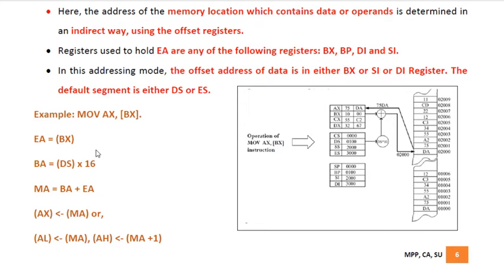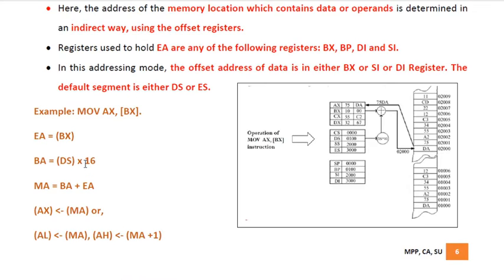In case of register indirect addressing mode, the offset or the effective address is specified in the register. You can have the offset register as BX, BP, DI, and SI, and the default segments will be DS and ES. So the content of the memory location pointed to will first be placed into AL, and then the content of the memory location plus 1 will be placed into AH. This is how the registers are initialized.